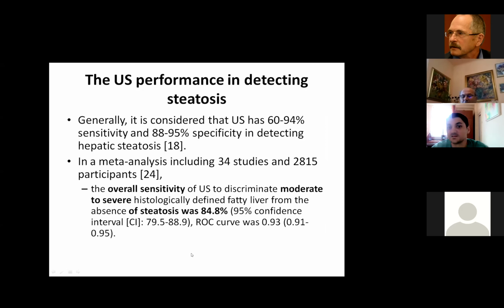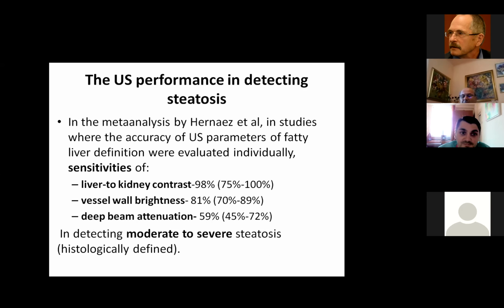What about the performance in detecting steatosis? Well, it's considered that ultrasound has between 60 to 90% sensitivity and 88 to 95% specificity in detecting hepatic steatosis. In a meta-analysis that included almost 3,000 patients, the overall sensitivity of ultrasound in discriminating moderate to severe steatosis was almost 85% with a ROC curve of 0.93, meaning excellent results.